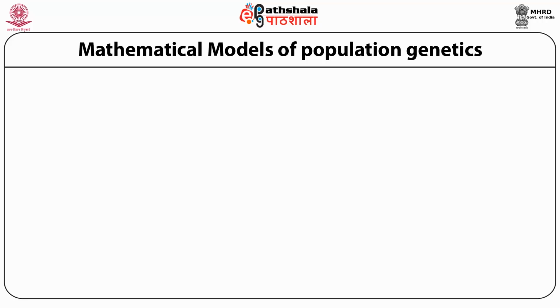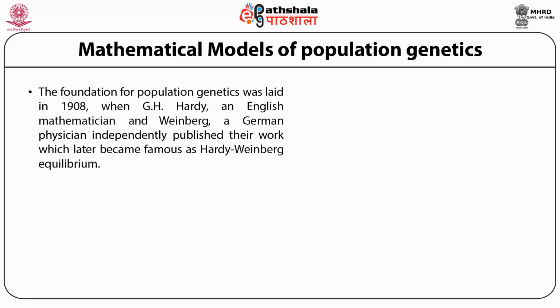Besides these three scholars, the foundation for population genetics was laid in 1908 when G. H. Hardy and Weinberg independently published their work, which later became famous as the Hardy-Weinberg equilibrium. The Hardy-Weinberg principle enabled estimation of genotype frequencies of the succeeding generation given the allele frequencies in the parental generation of a population.